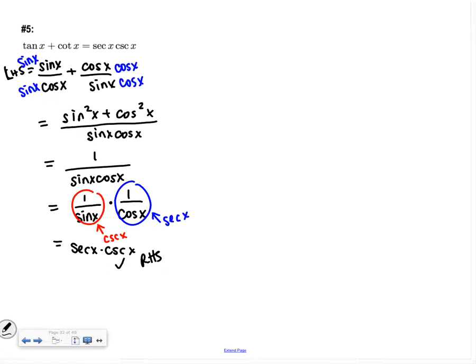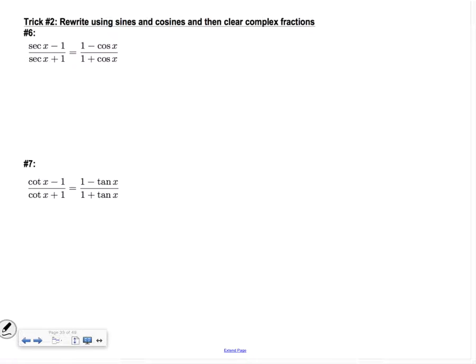Okay, so changing things to sines and cosines is probably the most common thing with trig identities. And you will do that a lot in calculus. But these ones are a little bit different. So when you see that you have a denominator and you have something like secant of x plus 1 or 1 plus cosine of x, something that involves a 1 plus or a 1 minus, it usually involves the Pythagorean identity. Okay, so this one's a little bit tricky.